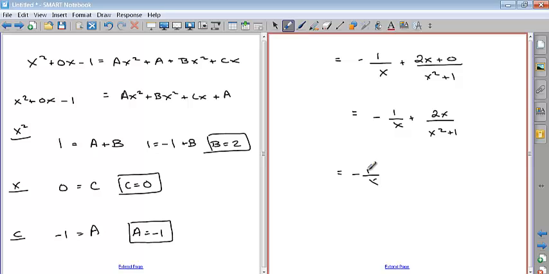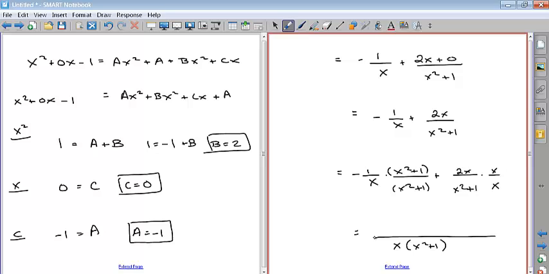So to combine them, I have to find a common denominator. So I'm going to multiply by x squared plus 1 divided by x squared plus 1 for the first term. And the second term, I'm going to multiply by x and divide by x. So now I'll have the common denominator. So the denominator is going to be x times x squared plus 1. And the numerator is going to be, got the negative sign, so it's going to be negative 1 times x squared plus 1. And then the second term is 2x squared.